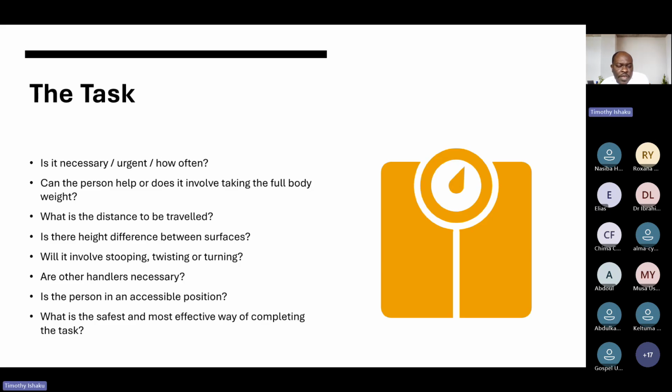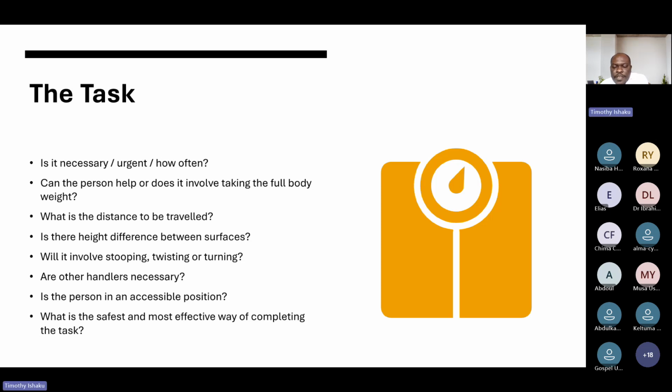So what is the task? The first thing is the object that we need to move or the persons that we need to move. The first thing you need to always consider is, is it necessary to carry out the task? How urgent is the task and how often is the task? We talked about repetitions of a task can lead to injury. So how often are you doing the task? Are you doing it over and over again? Can the person help, or does it involve taking the full body weight? Where possible, always encourage, if you are moving a patient, let the patient do as much as possible, and then you come in to help the patient.